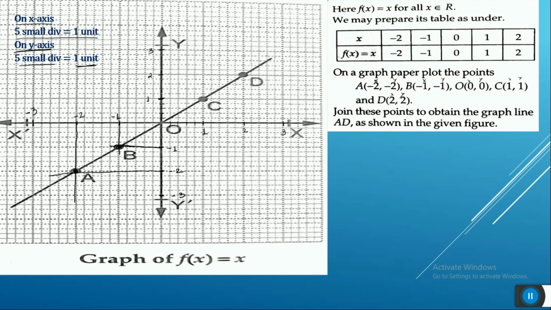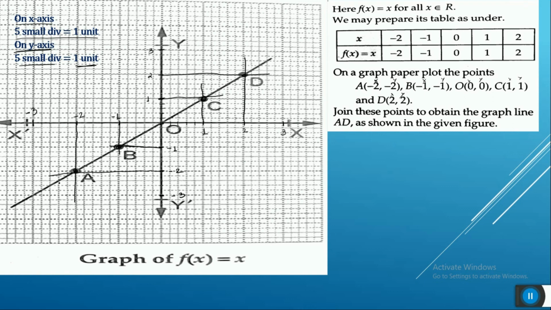The next point is 0, 0. The next point is 1 on the x-axis and 1 on the y-axis. f(x) is 1, so this is my point. Then 2 on the x-axis and 2 on the y-axis, so that becomes my point. These are the points which I got from the table. And if you join them, you will see it will be a straight line passing through the origin.